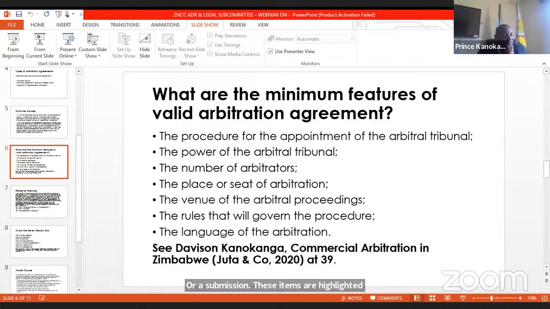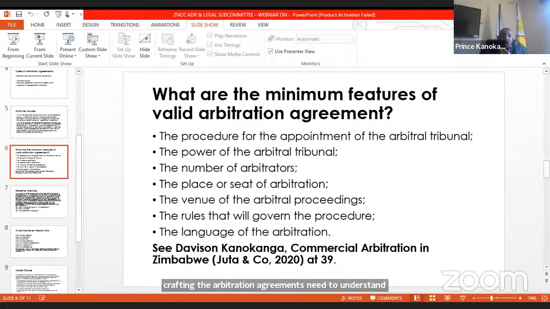So number one, the minimum features. This is just the minimum. There could be more depending on the facts of the case or the facts of a particular contract, the complexities or the amounts involved, and also maybe some of the things we'll be discussing as we go. But these are some of the things that the business lawyers, or the lawyers drafting the arbitration agreements, need to understand fully.